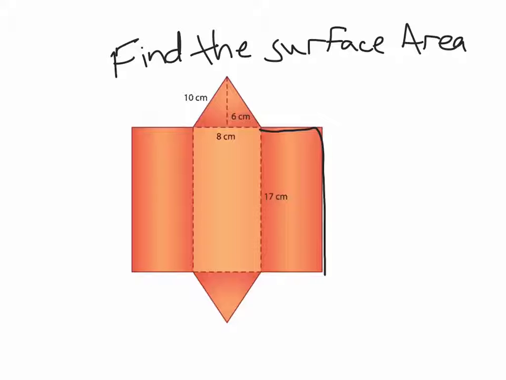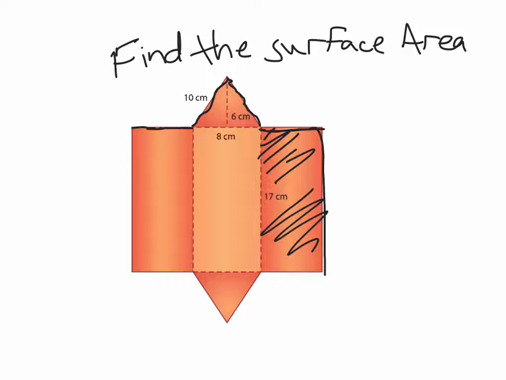I know that my side length from the diagram is 10 centimeters here, and I know that this is 10 centimeters right there. This is also 10 centimeters right here, which means this is 10 centimeters right there. So to find the area of this rectangle, that's going to be 10 times 17 centimeters, and that's going to get me to 170 centimeters squared. So there's the first area done.